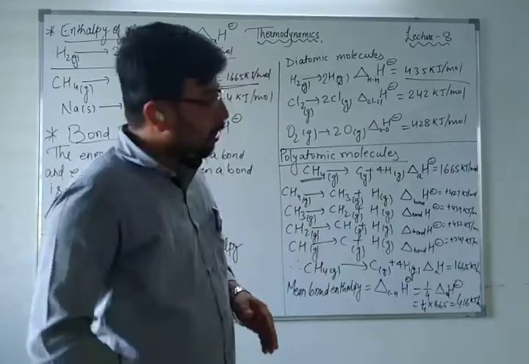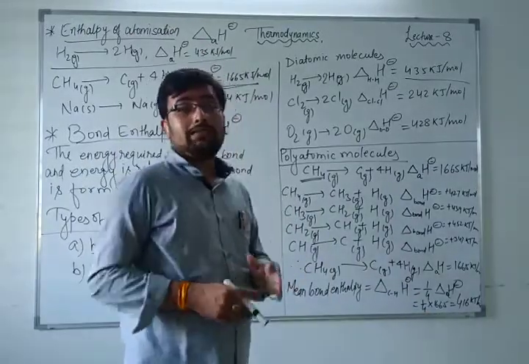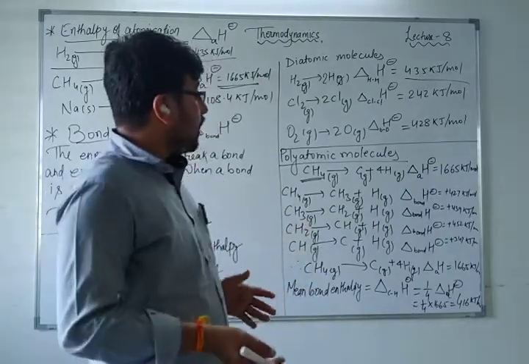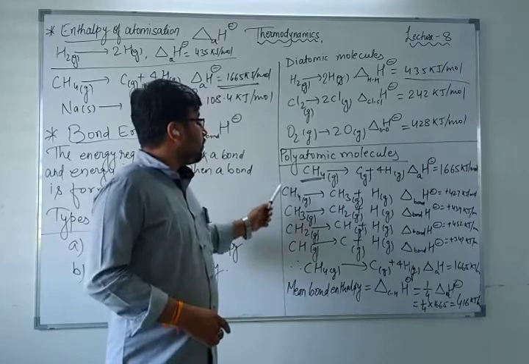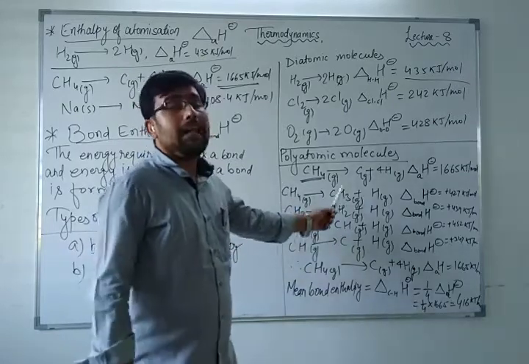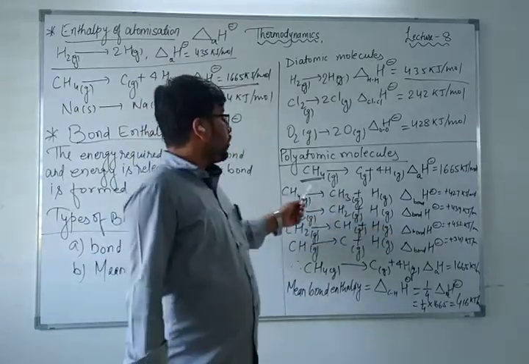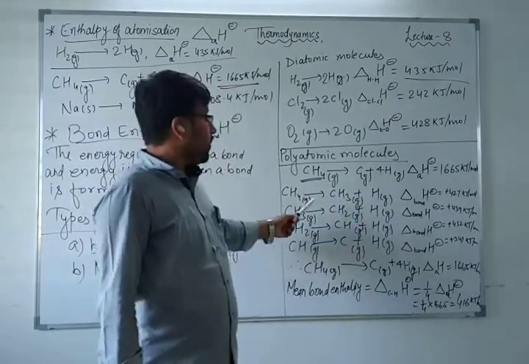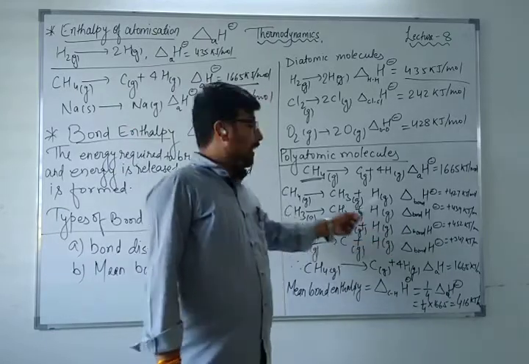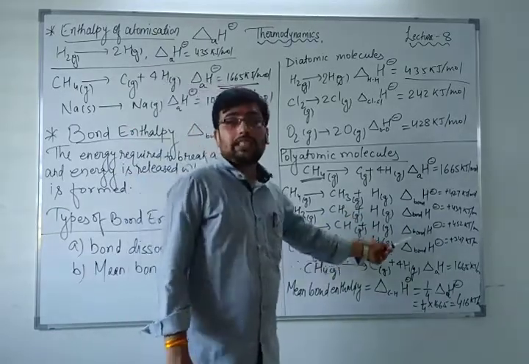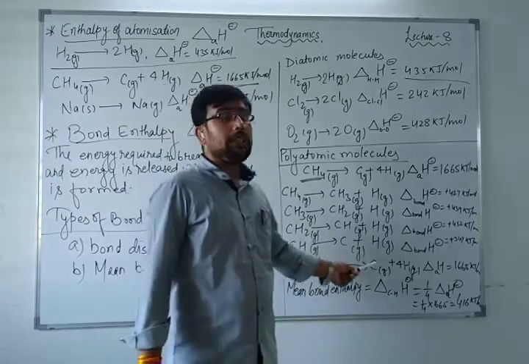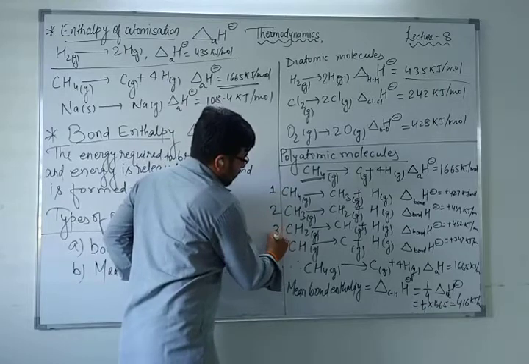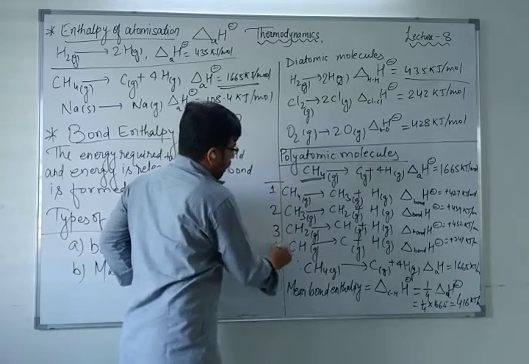First of all, in methane, all 4 hydrogen atoms do not dissociate at once. It goes through several steps. As you can see here, first, gaseous methane CH4 converts into CH3 plus H. Again, CH3 converts into CH2 plus H. Again, CH2 converts into CH plus H. Again, CH converts into C plus H. This means there are a total of 4 steps: first step, second step, third step, and fourth step.